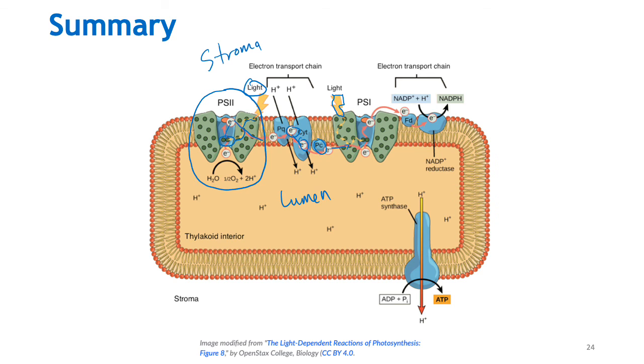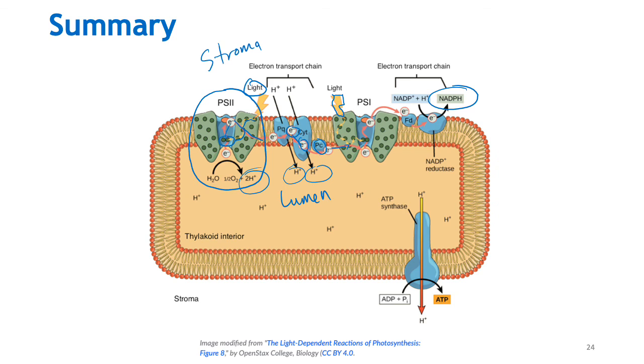which then synthesizes NADPH. And then since the lumen has all these protons, derived from 2 protons from photosystem 2, a proton from plastoquinone, a proton from cytochrome b6f, and so yeah, you certainly have caused a proton gradient here in the thylakoid interior.